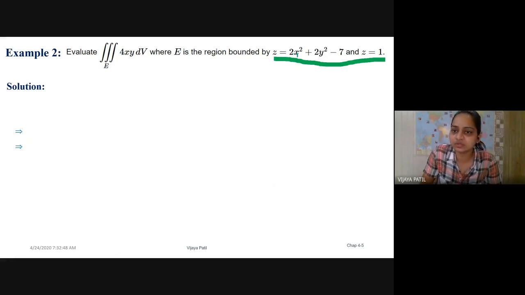So z equals 2x square plus 2y square minus 7. Suppose I wanted to find the limit of this z, how would that limit be?